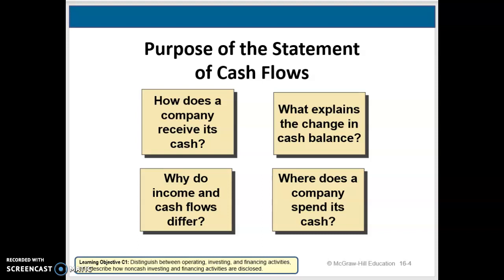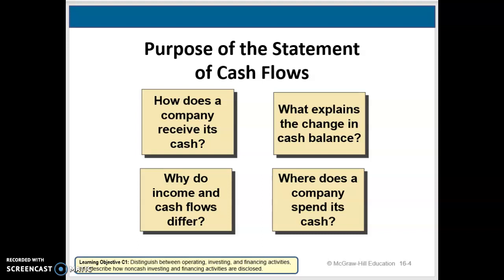The cash flow is kind of a complement to the balance sheet and the income statement, and it is a mandatory part of a company's financial reports. It's been mandatory since 1987. So we're going to look at how it's structured and how we can use it when we're analyzing a company.